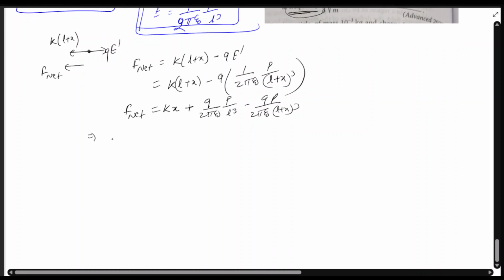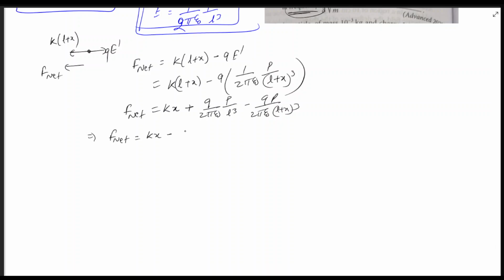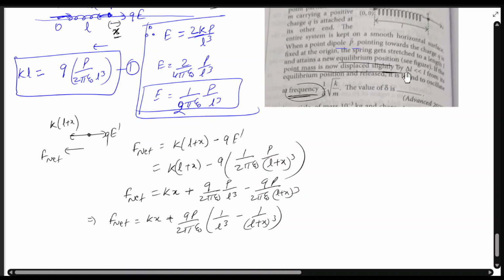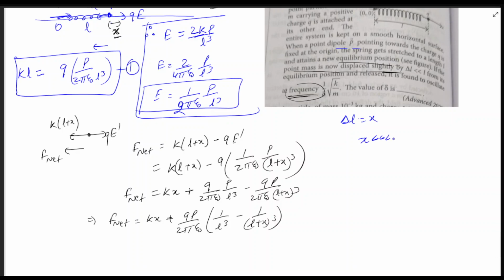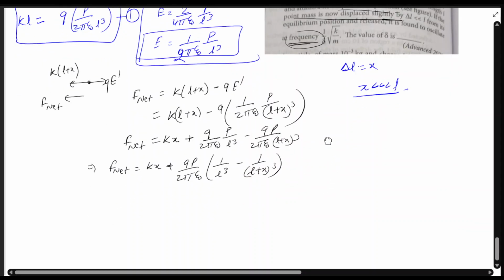So let's just solve it here. We get F net equals Kx, minus, let's just plus QP upon 2 pi epsilon naught. We can take it as common: 1 by L cube minus 1 upon L plus X to the whole cube. Now in the question, we have taken delta L as X, right? And it is given X is much less than L. We have to use this condition.